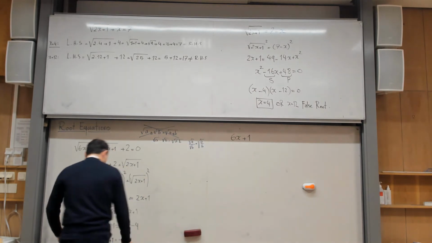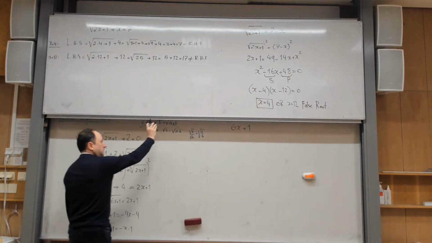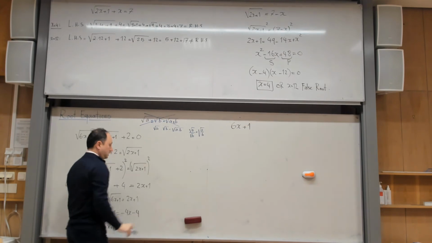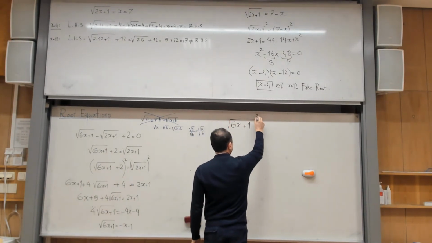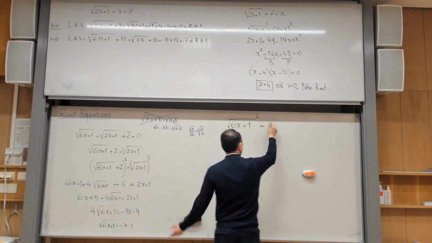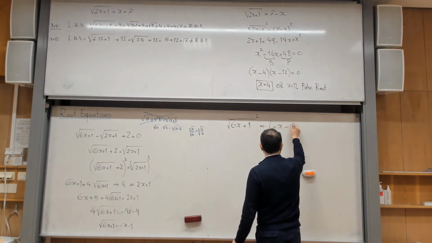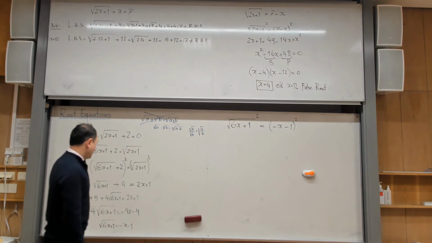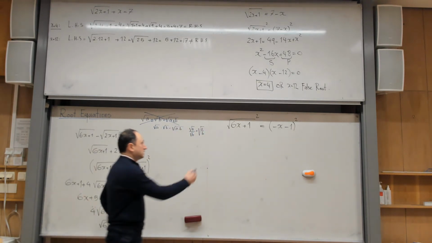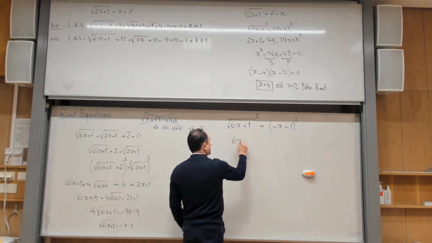And then this one, we can do it like this. Let me write it for you this time. You don't need to write these details in the exam for me. I really appreciate it if you can do things quickly. So you really don't need to write these steps. But when I square it, it becomes 6x plus 1.